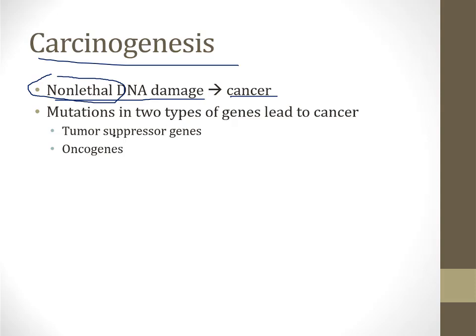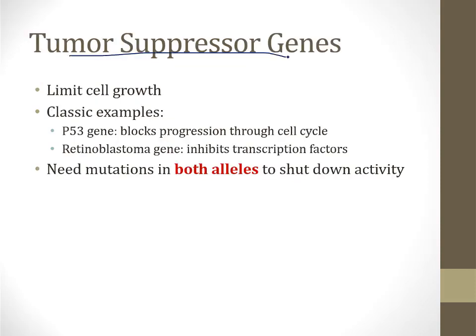Genes that cause cancer are either tumor suppressor genes or oncogenes. A mutation in one of these two classes of genes is what typically leads to cancer. Tumor suppressor genes are genes that limit cell growth. A classic example is the p53 gene, which I talk about in the video on cell cycle in the cell biology section. This gene codes for a protein that blocks progression through the cell cycle, so it normally stops cells from dividing. If it is mutated, the cell will divide uncontrollably, and that's why it's called a tumor suppressor gene, because its normal role is to suppress cell growth.